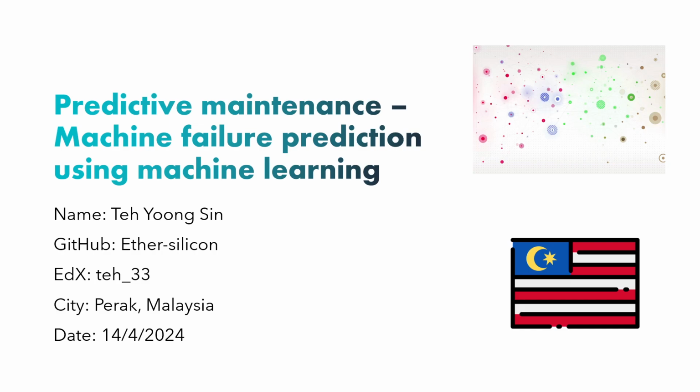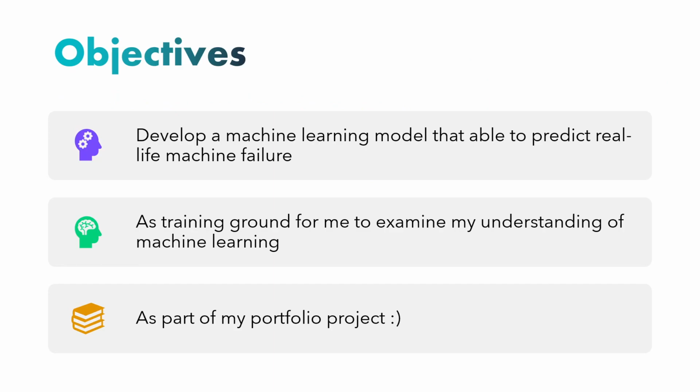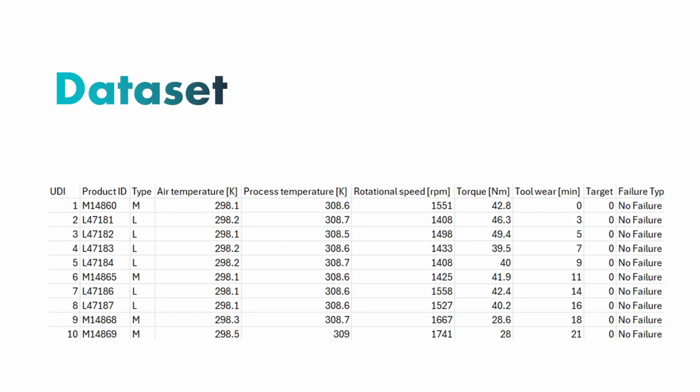This video will bring you through CS50 Final Project concepts and some code running at the end of the video. As the title mentioned, predictive maintenance. This project will be using machine learning to help in predicting machine failure. This project's initiative is to develop a model that can be used in real-life application in industry, also as a training ground for me to examine my understanding of machine learning, and finally as part of my portfolio project.